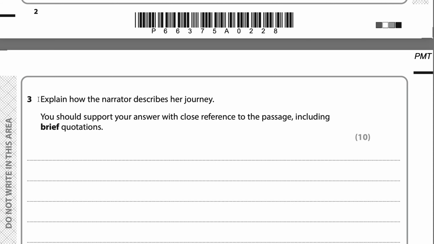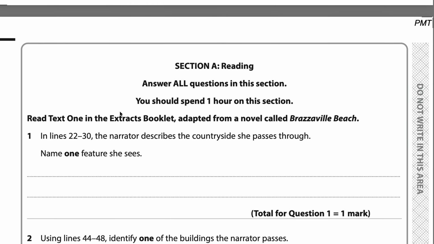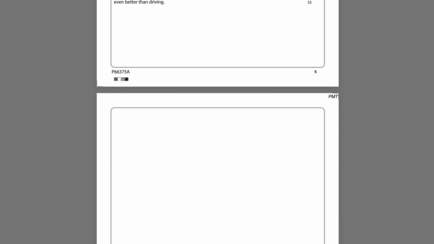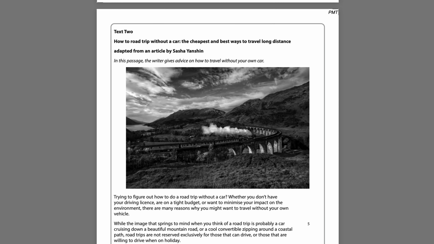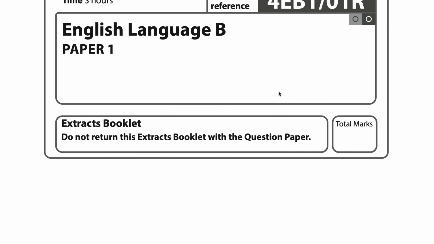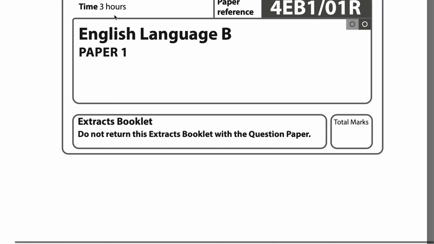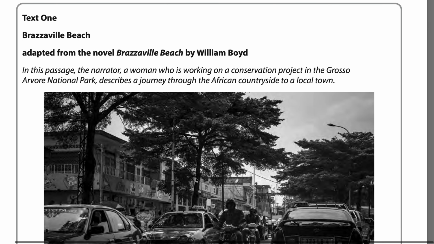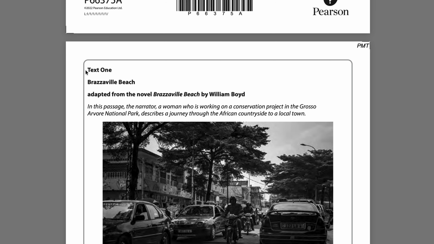Then we come to the writer's effect questions. This is question 3. Questions 1, 2, and 3 are for text 1, and you will be given 2 texts in your question. This is like an extract booklet. You'll be given this separately, so you'll have 2 different booklets. The answer booklet, which is on top, is your question booklet. And you'll be given the 2 texts.